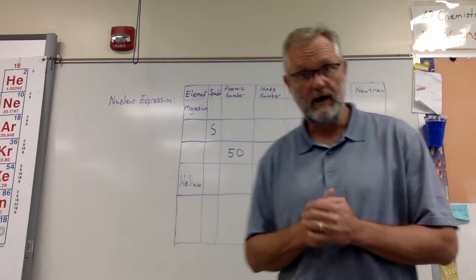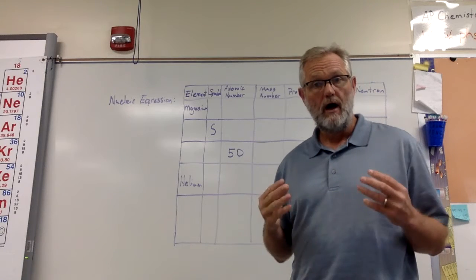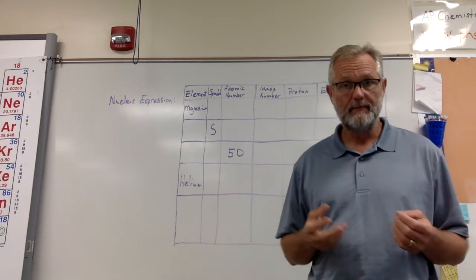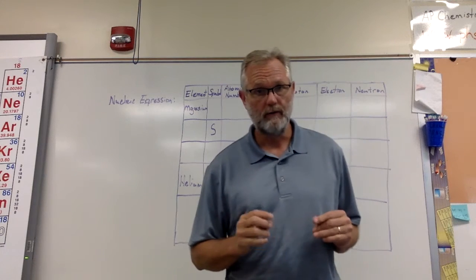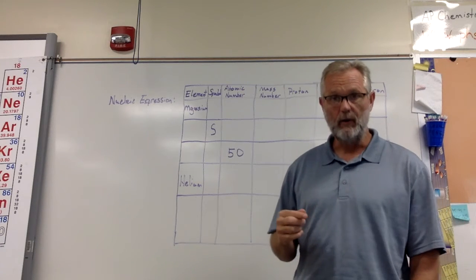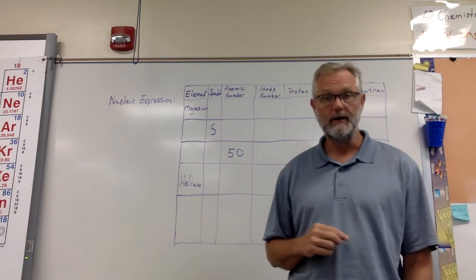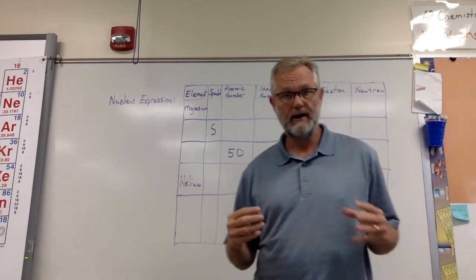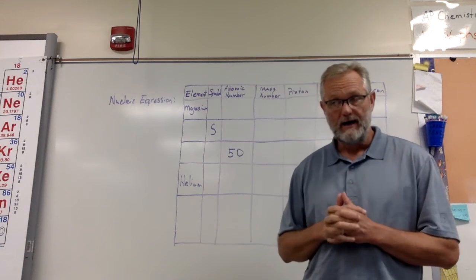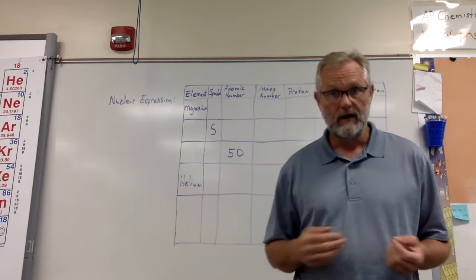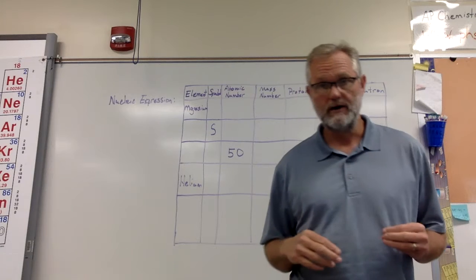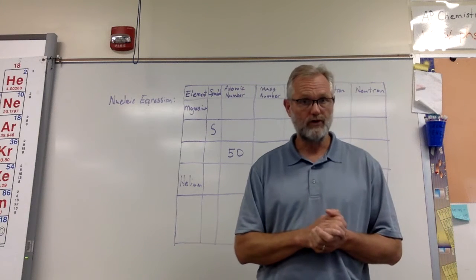Earlier this week in a mini lecture we talked about the difference between an atom, an ion, and an isotope. Well, in today's mini lecture we're going to focus on one aspect of that, which is the nuclide expression. The nuclide expression is literally a set of symbols and numbers that allows you to determine the number of protons, neutrons, and electrons, as well as the overall charge.